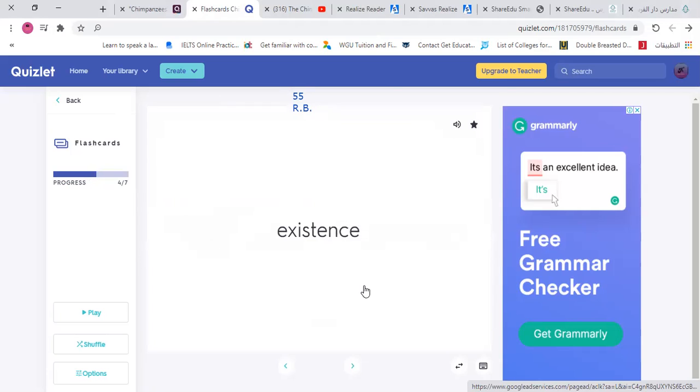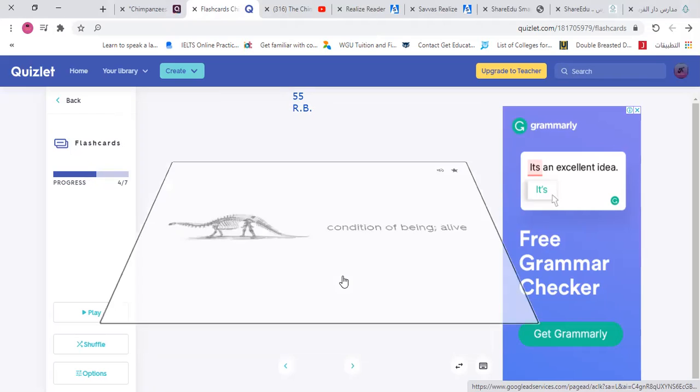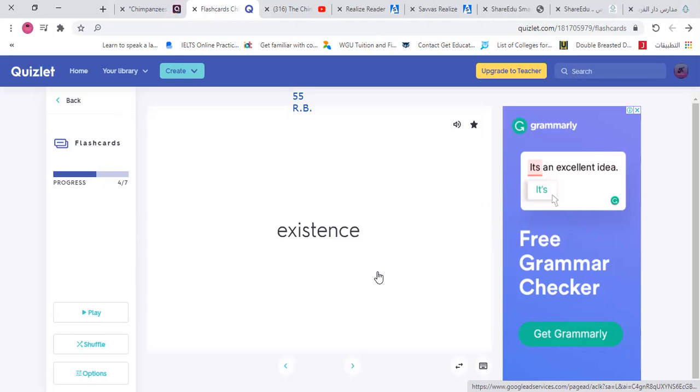Then we have existence. Existence means the condition of being alive. For example, dinosaurs are not in existence anymore because they died and have been extinct for a long time. So existence means to be alive.